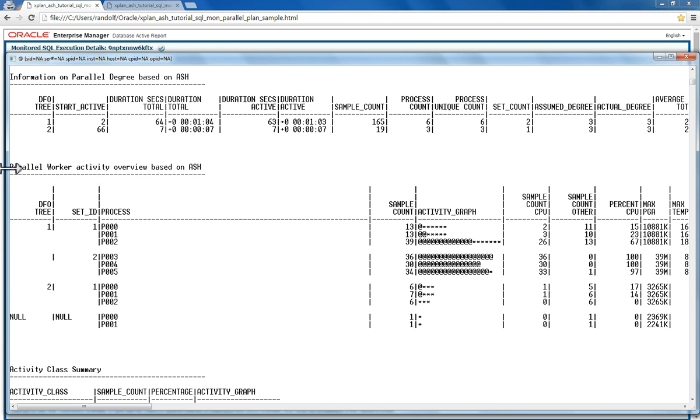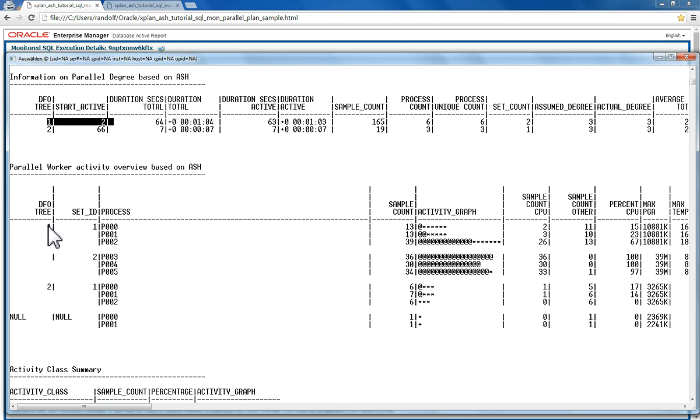Let's have a look at the next section of the explain-ash output, which is called Parallel Worker Activity Overview based on ASH. And like the previous section, this only shows up when parallel execution is involved. The idea of the section is quite similar to the previous one. It basically analyzes the activity on DFO tree level, but in this case, this information is now on a more granular level, whereas this part here was on DFO tree.